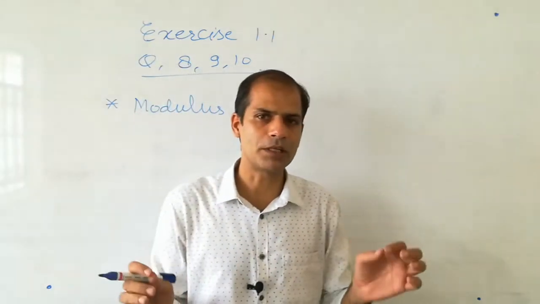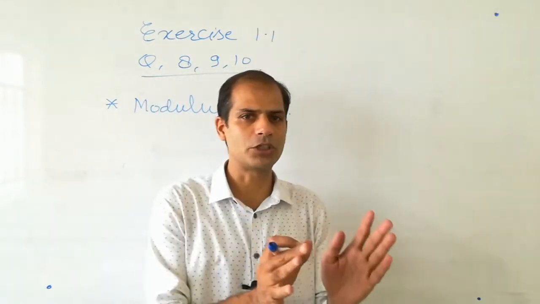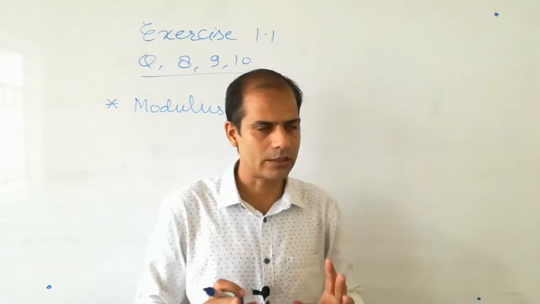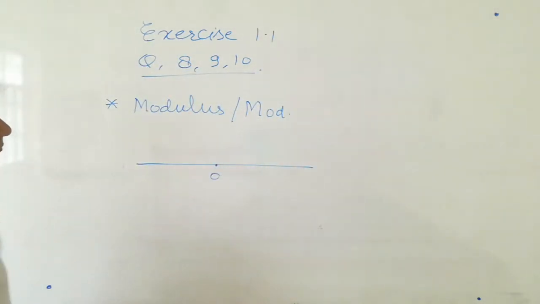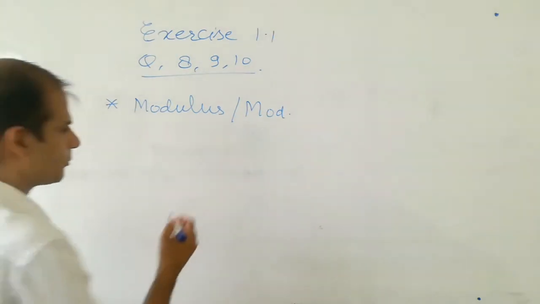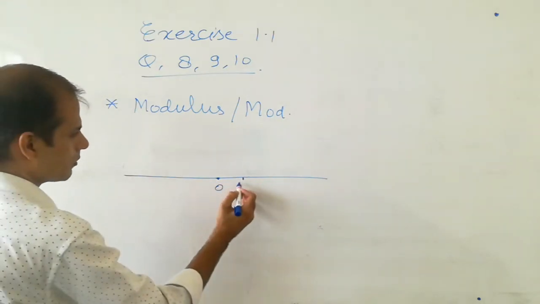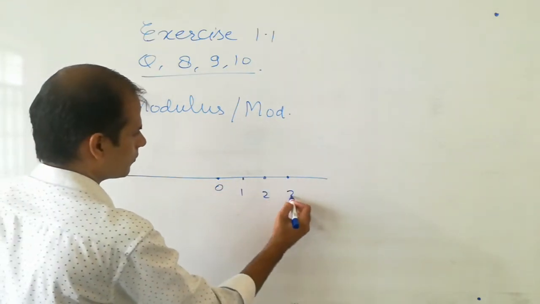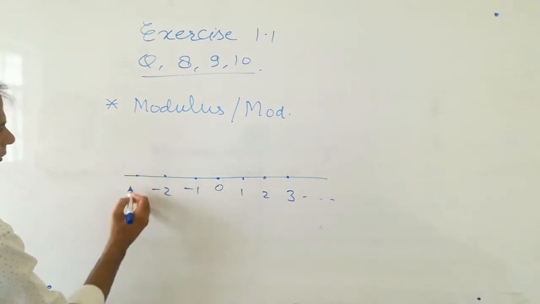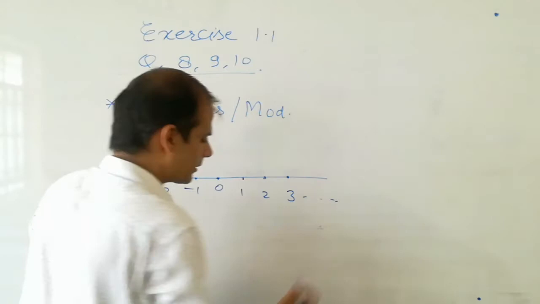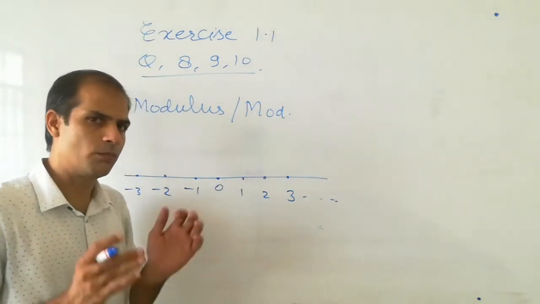So in simplest words, modulus of a number is the distance of that number from 0 on the number line. Okay, see, as you know, this is a number line. Suppose this is a number line. Here it is 0, 1, 2, 3 and so on, and on the left side this is -1, -2, -3. Now the concept is: the distance of a point from 0 is called the modulus of that number.